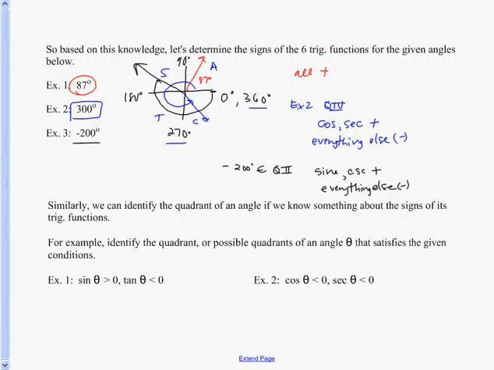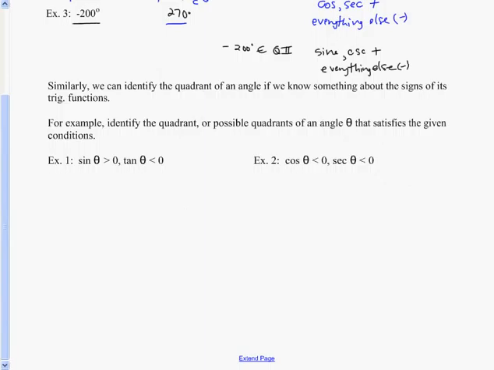Now, similarly, we can identify the quadrant of an angle if we know something about the signs of its trig functions. So this is really moving that knowledge in a backwards way. So we're going to use the next part to identify the quadrant, or quadrants, maybe if that applies, of an angle theta that satisfies the given information. Again, I would definitely draw those quadrants off, knowing that I have all students taking classes in quadrant 1, 2, 3, and 4.